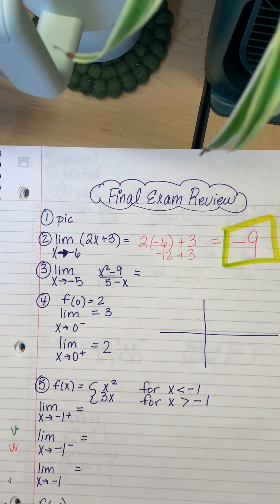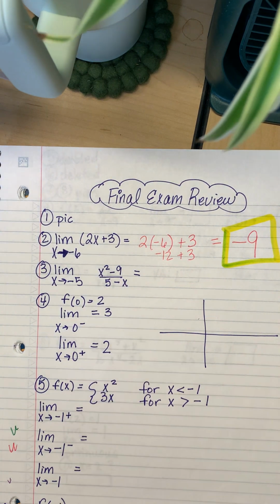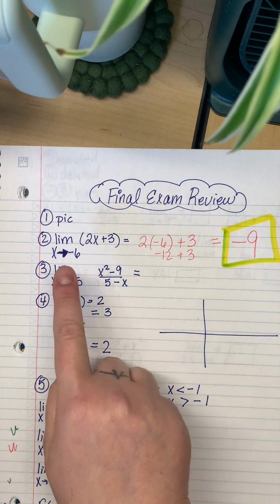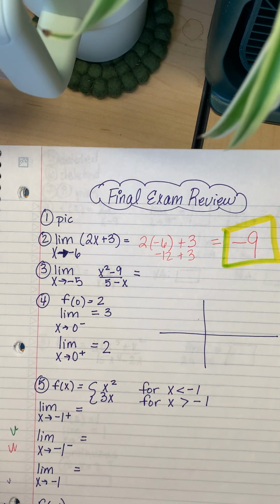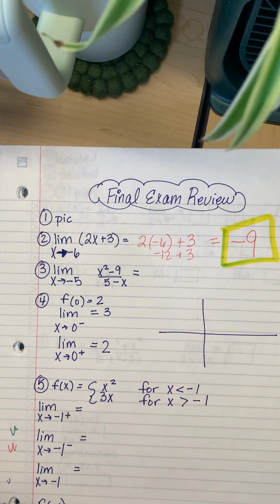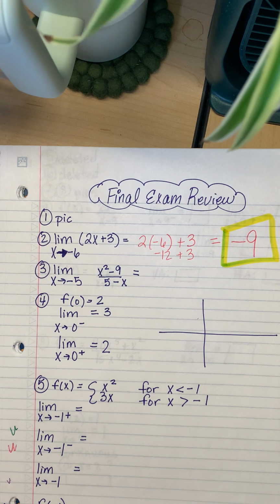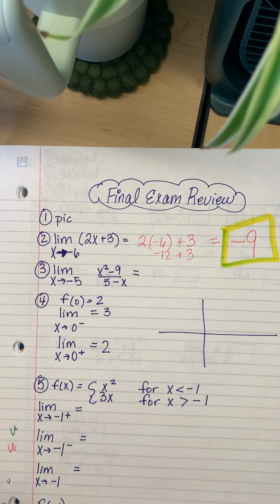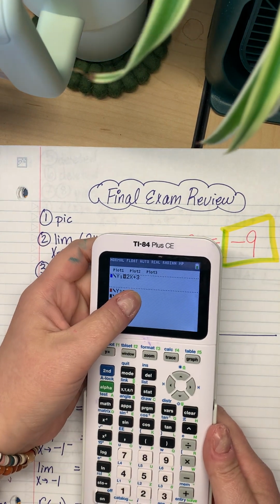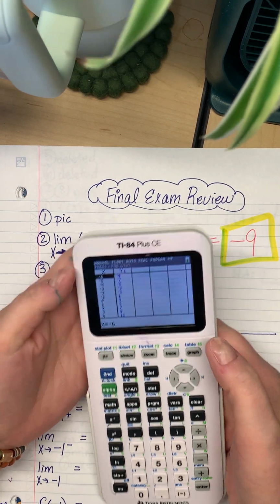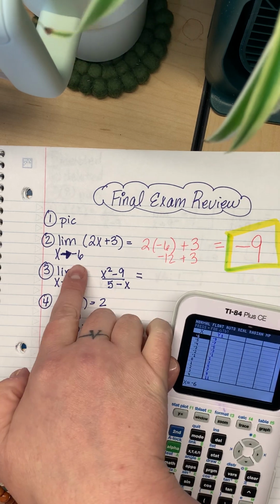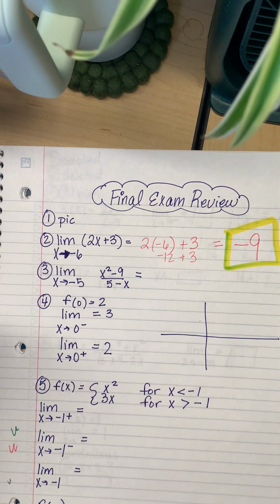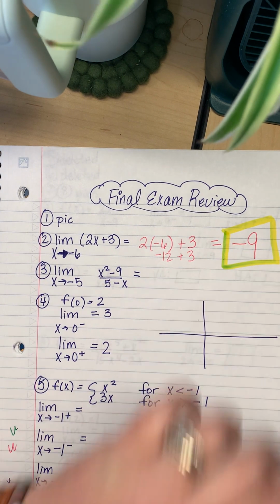And I bet if I plug this 2x plus 3 in my calculator and look at the x value of -6, the y value is going to be -9, because that's what a limit is. It's the y value. So check it. I put 2x plus 3 in my graphing calculator. I go to my t-chart. Across from that x value of -6 is -9. Whoa. So the limit is just the y value.